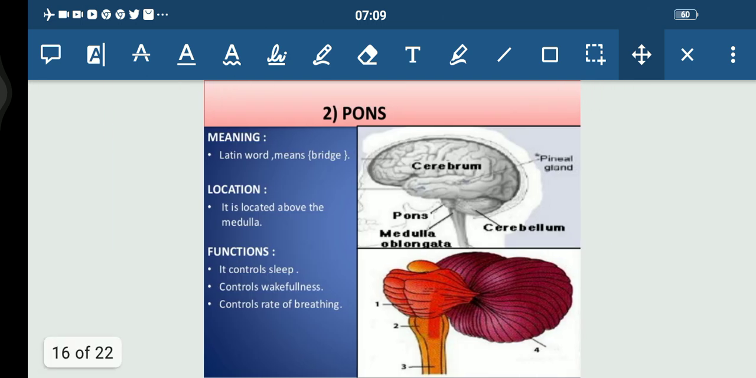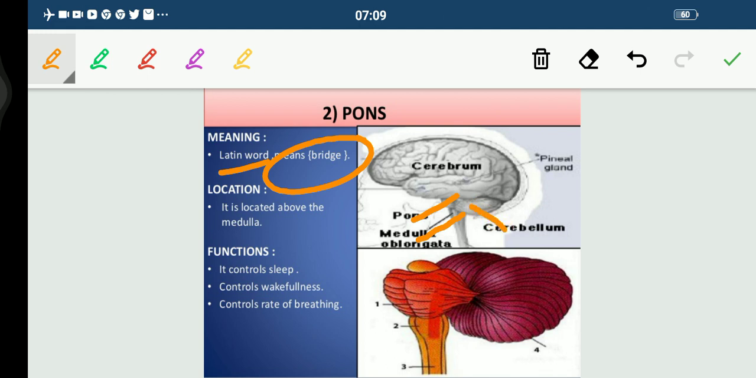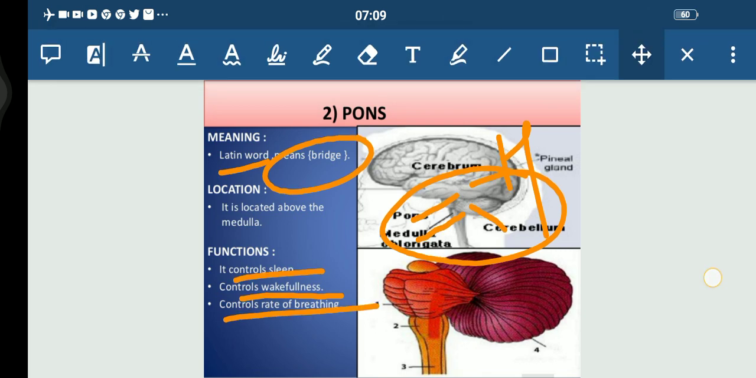Now, the second one we have is the pons. It is a Latin word which means bridge. It is located above the medulla. You can see here this one is the medulla and this one is the pons. And this one is the cerebellum. So these are the three parts that constitute the hindbrain. The function of the pons is to control sleep, control wakefulness, and control the rate of breathing.